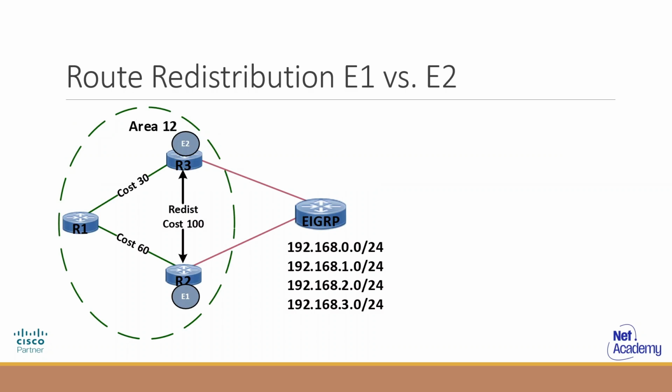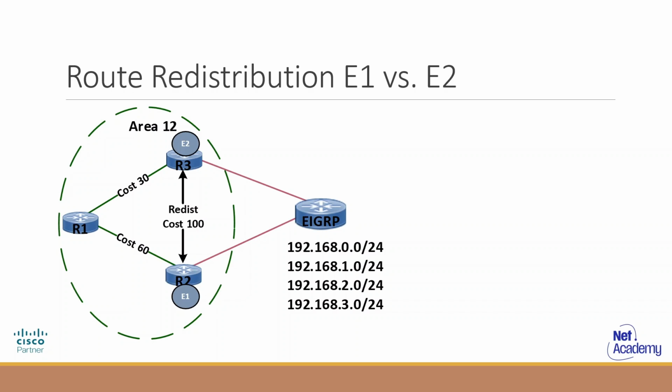Let's talk about the mechanism within OSPF. They have something called an external type 1 and an external type 2. The first thing to be aware of is if you don't do anything, if you just did a redistribute EIGRP 100, you will get an E2, right? But for purposes of our example, we're going to do both. R3 is going to bring in an E2, and R2 is going to bring in an E1.